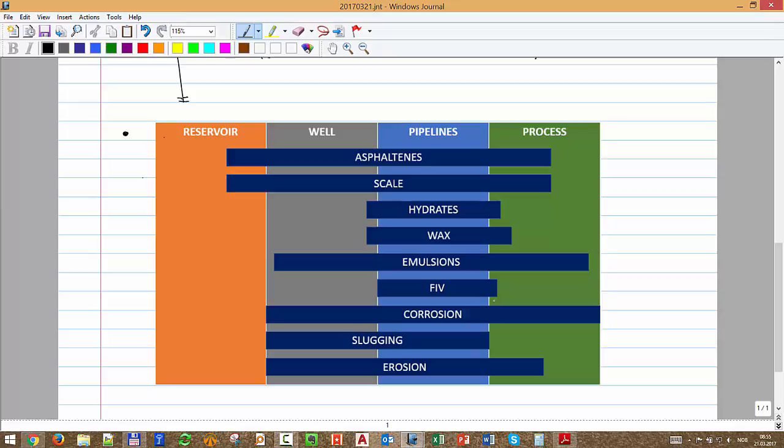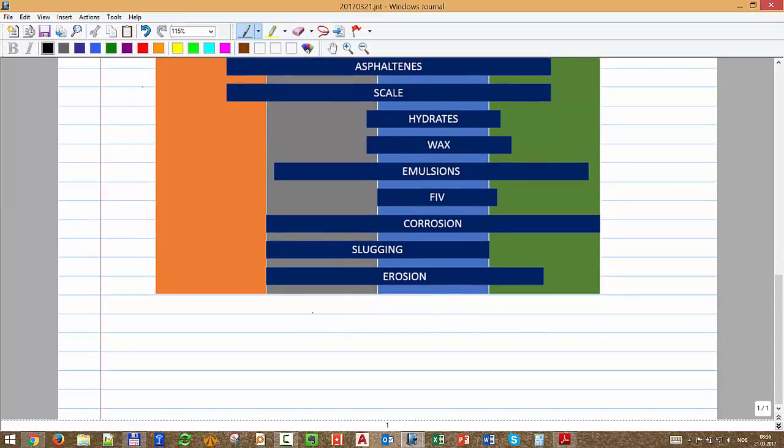Corrosion, every time I have contact between the water and the wall, so from the well to the end of the process. Slugging, usually I can have slugging inside the well. If you see the profile of my well, if it's a horizontal well and then I have some undulating profile, and here I'm producing from the reservoir, because of that I might have accumulation of liquid, and I have some slugging inside the well.